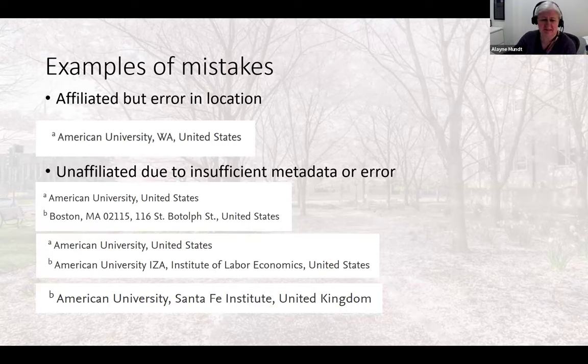And then other things that have happened that have resulted in publications not being affiliated with AU. I've even seen "the American University." We don't see that in more recent publications, but "the American University" can make a real difference for whatever reason. So we're finding that being more standardized shows that publications will be affiliated with AU more often if we can be more standardized.